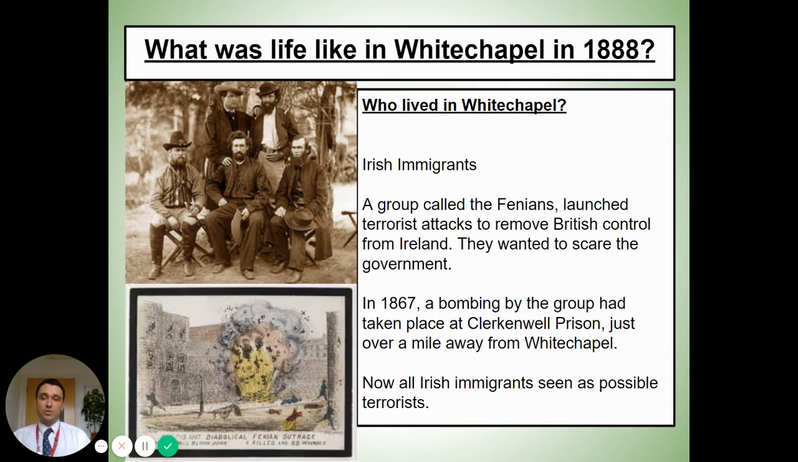And the problem this caused was that all Irish immigrants were now viewed suspiciously in Whitechapel. They were all seen as possible terrorists, even though it was really only a very small minority indeed that were a part of the Fenians.